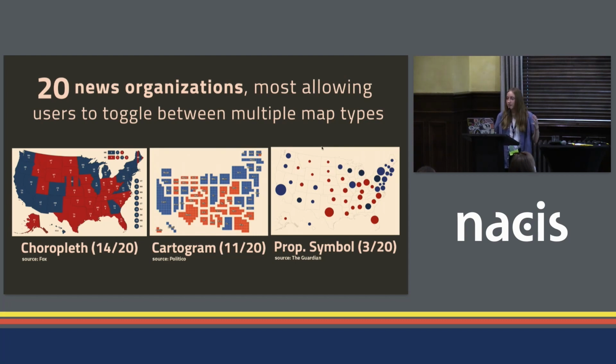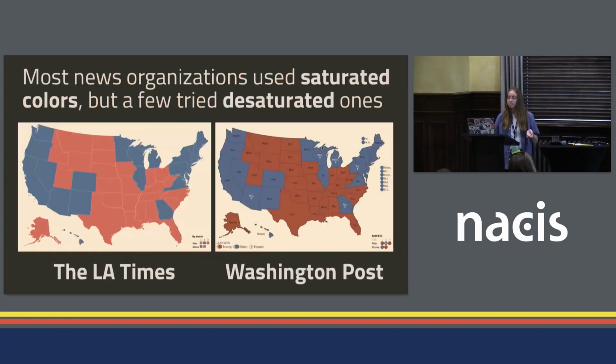Cartogram, not all are necessarily using the block cartogram, but it is, as a general concept, pretty widely used, for 11 out of 20. And then, as I said before, proportional symbol, even though it's common for things like COVID maps, is less common for election maps.